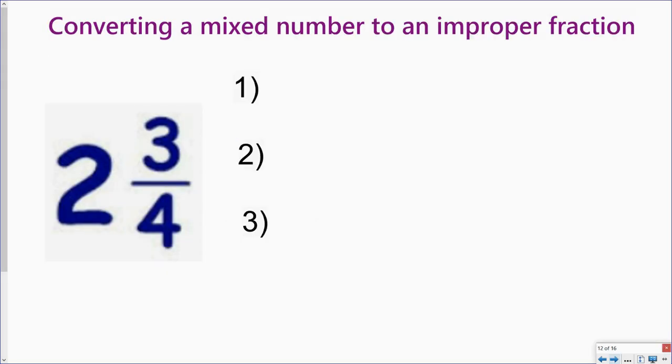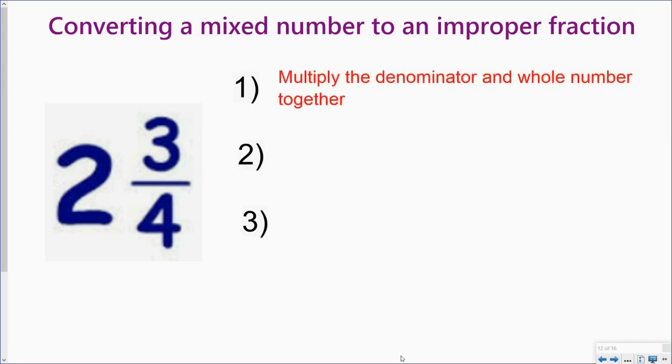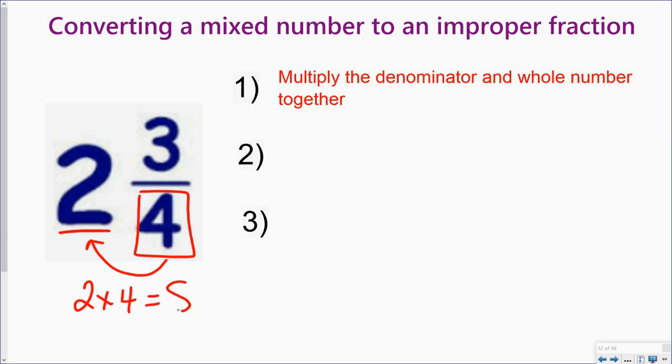So let's convert a mixed number to an improper fraction. The first thing that we're going to do is multiply the denominator and the whole number together. My whole number is here and my denominator is here. So I'm going to multiply this times this. 2 multiplied by 4 is going to give me 8.